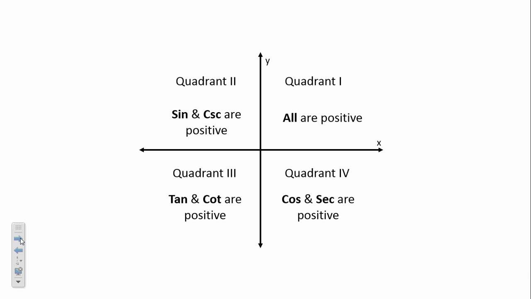The way I remember it is I was always taught, and this isn't a true statement maybe for all of you, all students take calculus. Okay? That will help you remember that all are positive in the first quadrant, sine is positive in the second, tangent's positive along with its reciprocal in the third, and in the fourth is cosine and secant.